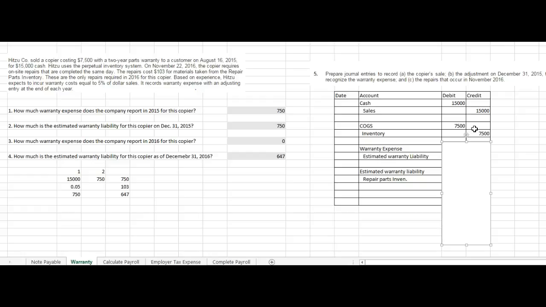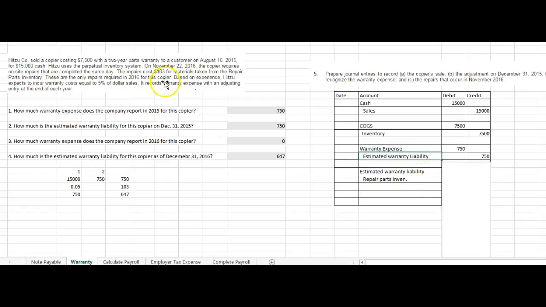Okay, that's an awful lot of information. First of all, you've got to record the warranty expense at the end of the year. That amount is going to be 5% of $15,000, and 5% of $15,000 is $750. So we record that, and it goes into an estimated warranty liability account. Here's our expense, and here's our estimated warranty liability.